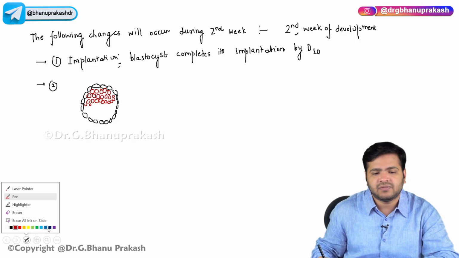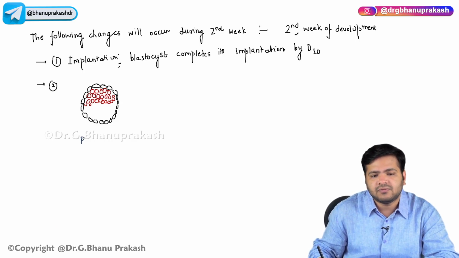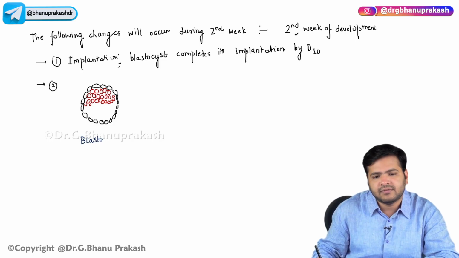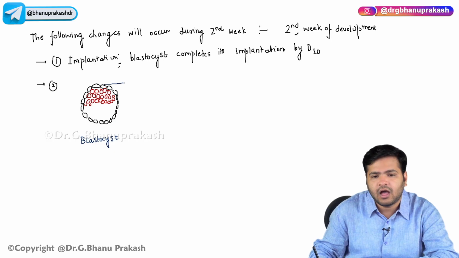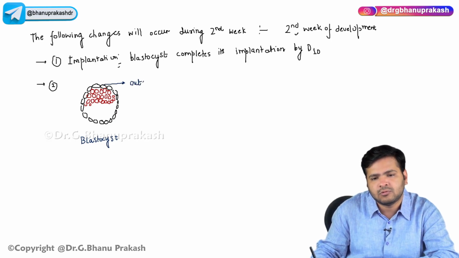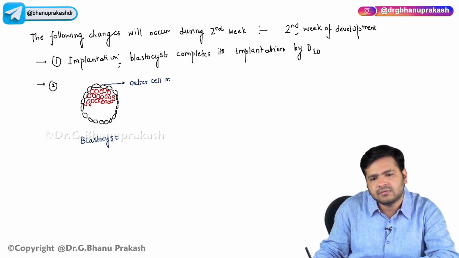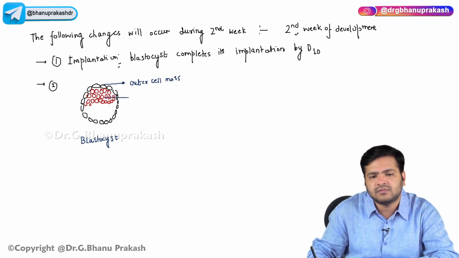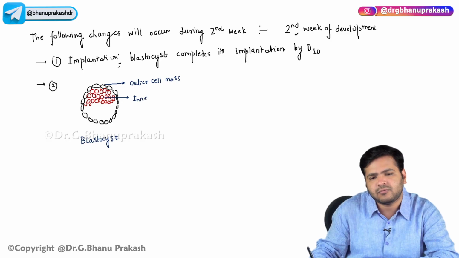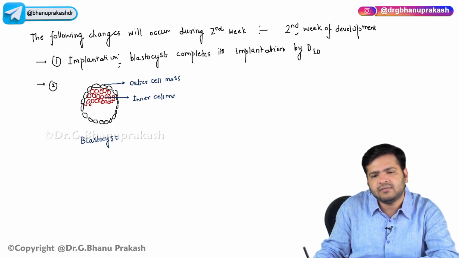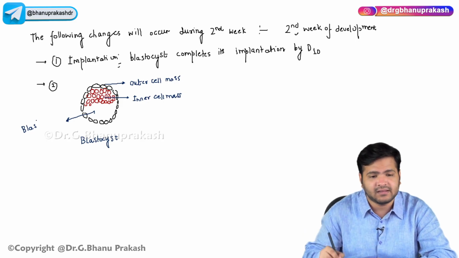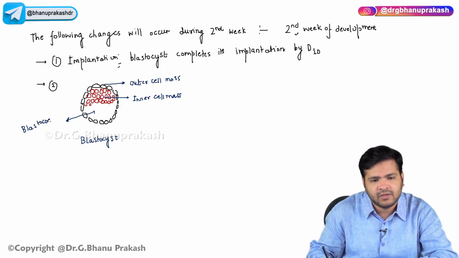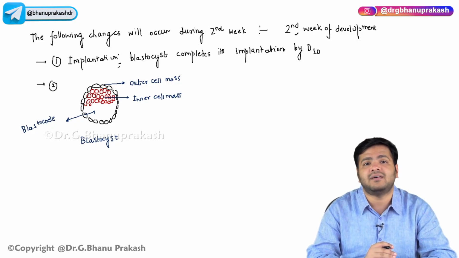So you already know this is the blastocyst, this is the outer cell mass, this is the inner cell mass, and this is the blastocele, the one with a cavity. It is called the blastocele, and the entire structure is called the blastocyst.